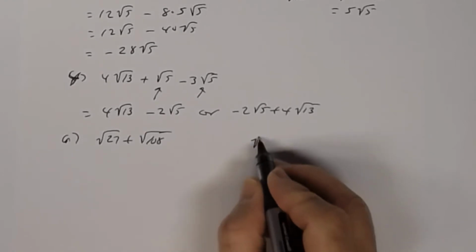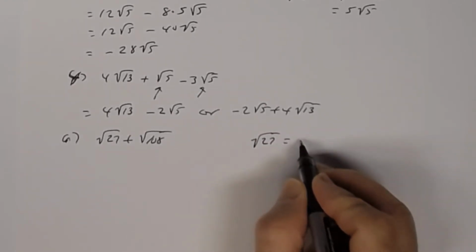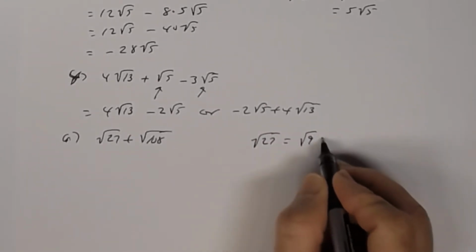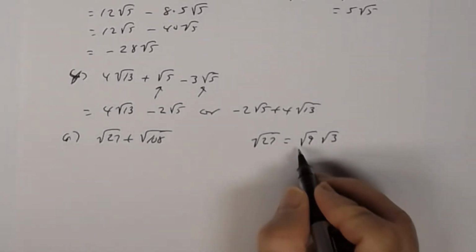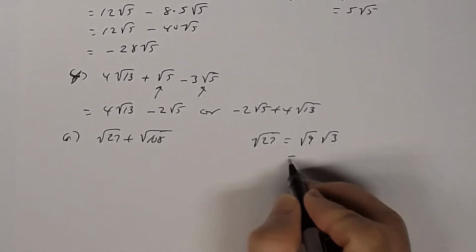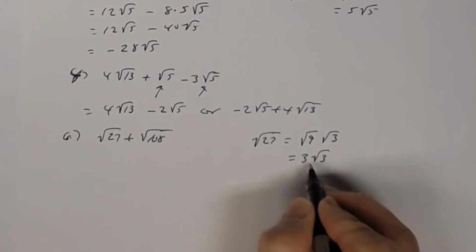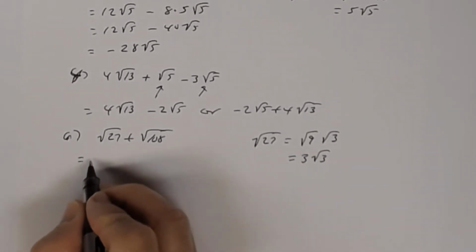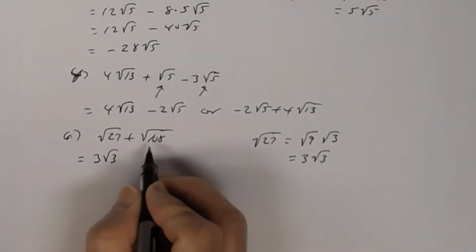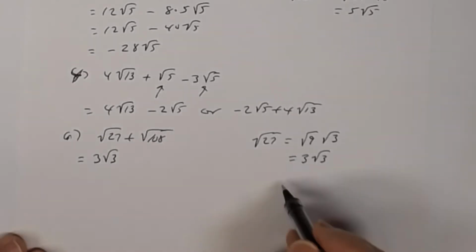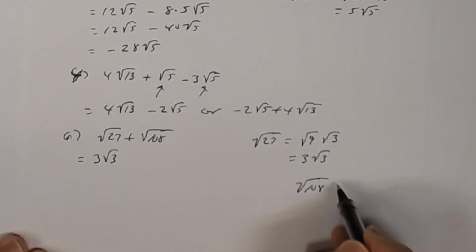So let's think about the square root of 27. So the square root of 27 is the square root of 9 times the square root of 3. And the square root of 9 is 3, so this becomes 3 square root of 3. So that goes here. So that's going to equal 3 square root of 3. Now let's think about 108. So the square root of 108 is what we're looking at now.